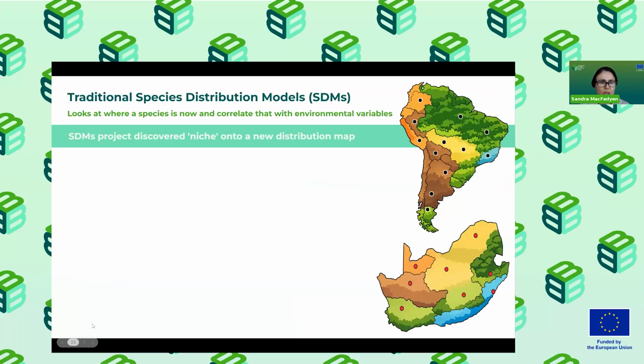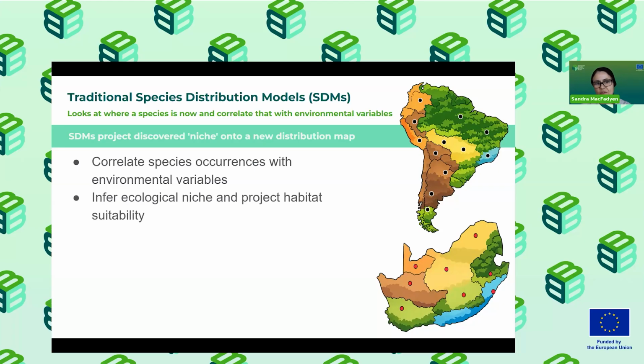And how do we do this? How do we start making predictions? Many of you might be familiar with traditional species distribution models. These are models that essentially look at where a species is now and correlate that with environmental variables and predict it into a different area. So it's essentially looking at the discovered niche and plotting it into a new area. It looks specifically at correlations of species occurrence with environmental variables, so it infers the ecological niche and projects that into a habitat suitability.